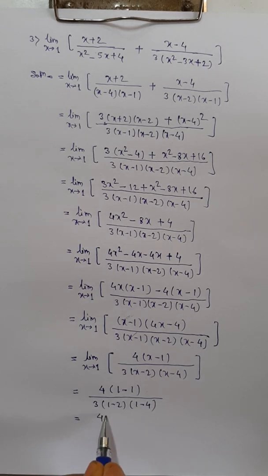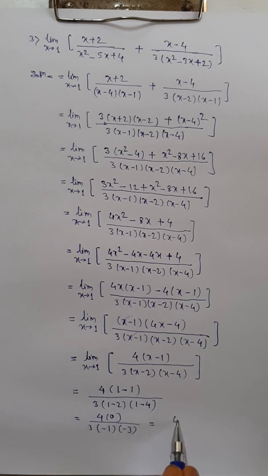So we get 4 into 1 minus 1, 0, divided by 3 into 1 minus 2, minus 1, into 1 minus 4, minus 3. And we get here 4 into 0 is 0, 0 divided by minus into minus, plus sign, 3 into 1 is 3, 3 into 3 is 9, 0 divided by 9, and 0 divided by any number is 0. So 0 is the answer, 0 is the limit.